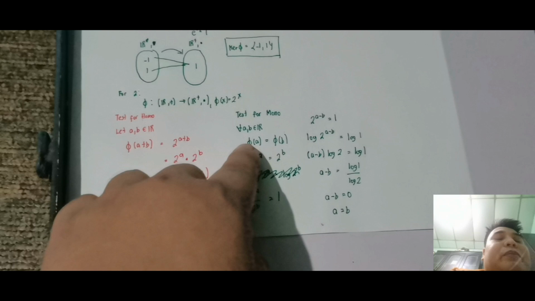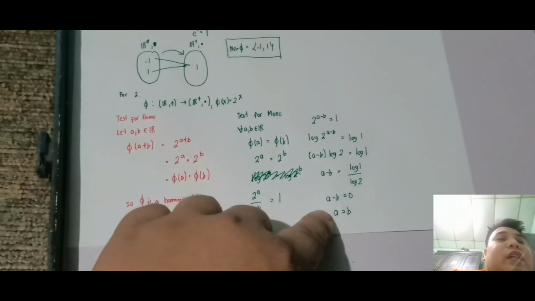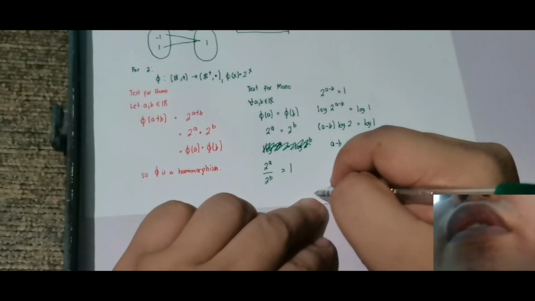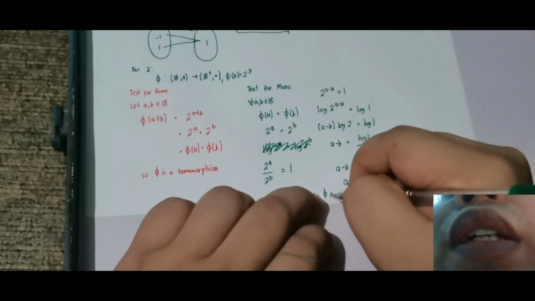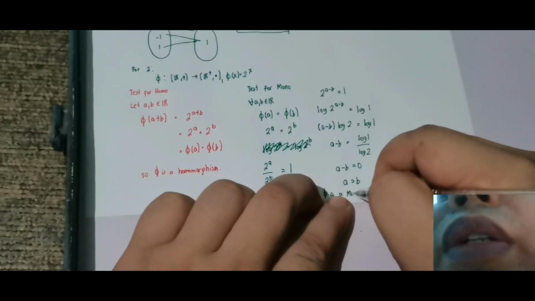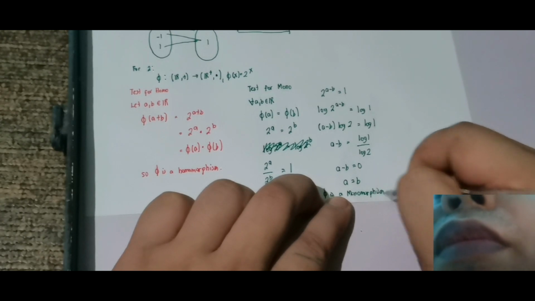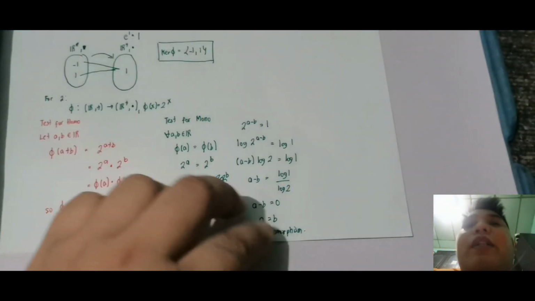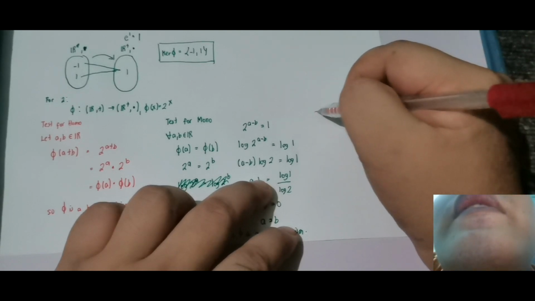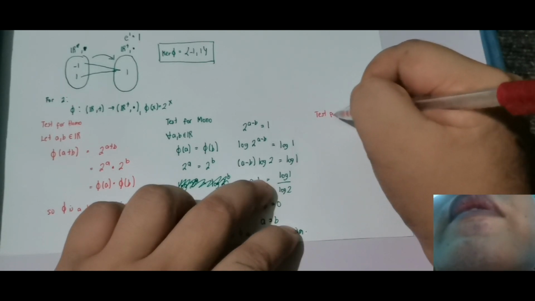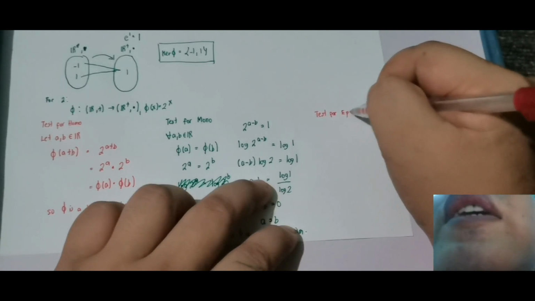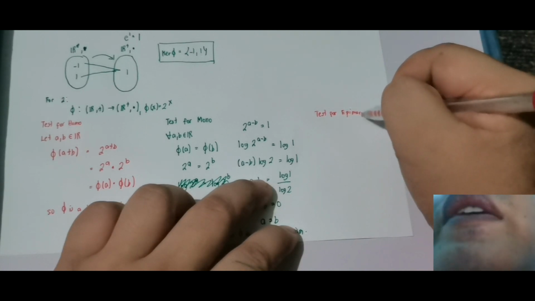Okay, so meaning, from P of A is equal to P of B, naging A is equal to B siya. So, P is a monomorphism. Okay, so lastly, check natin kung siya ay epi. So, sana isomorphism siya. Epimorphism.